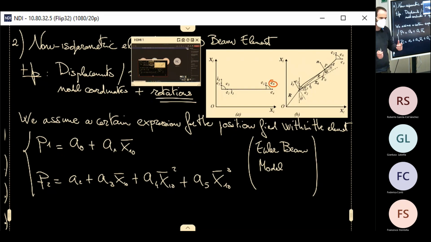Just for the sake of curiosity, this is just a little parenthesis for you to know if you want. If you have a quite slender beam in which the ratio of the thickness of the beam with respect to the length of the span is lower than, I would say, 1/50, then you can classify it as a slender beam. And in this case, you can assume that during your deformation, the cross section of the beam stays always orthogonal to the neutral axis of the beam, and that this is Euler beam.